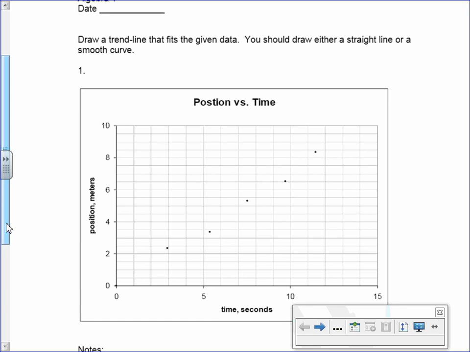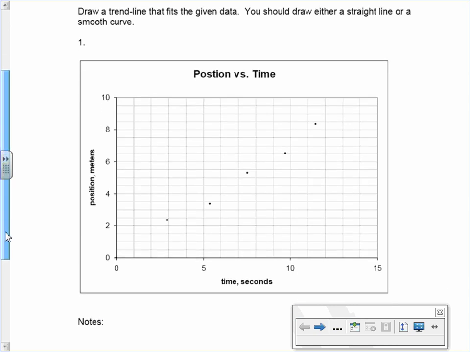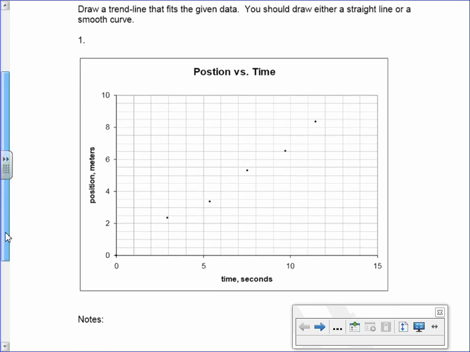Okay, so your job here is to get a trend line that does a good job of predicting the data, even if it doesn't touch every single one of it. Okay. Now looking at it, I'm going to draw some things on here that I don't want you to draw, just to show you what's not right.